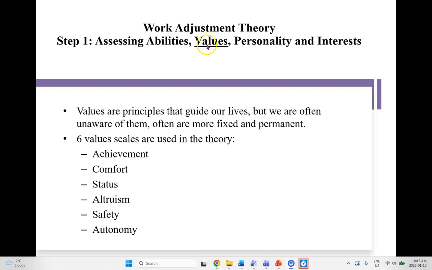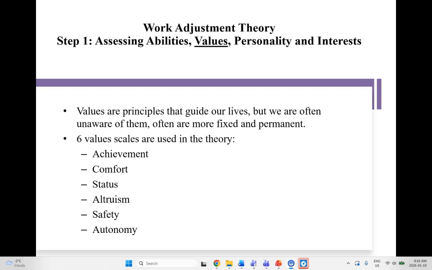A second aspect of this is values. Now, this is a harder concept to wrap our head around, but values are principles that guide our lives, but we're often unaware of them. They're often more fixed and permanent. It's not that our values can't change the way abilities can, but often they are a fixed part of our personality. So again, it's hard to get your head wrapped around this concept.